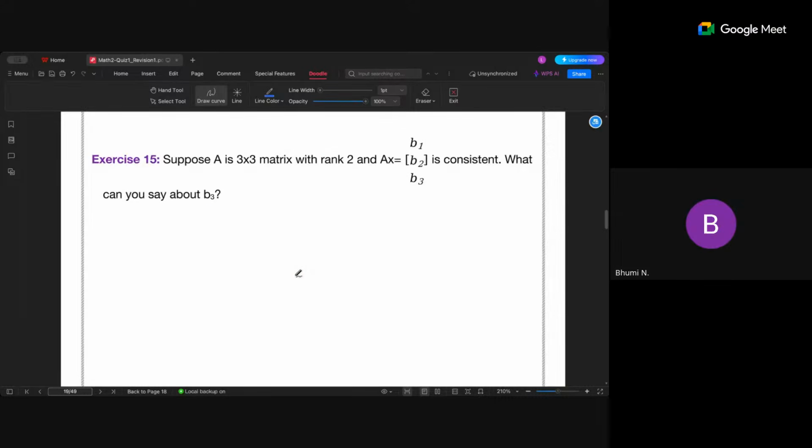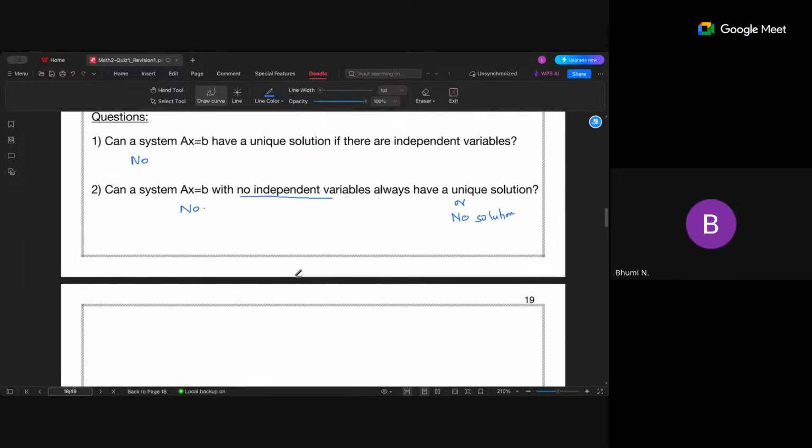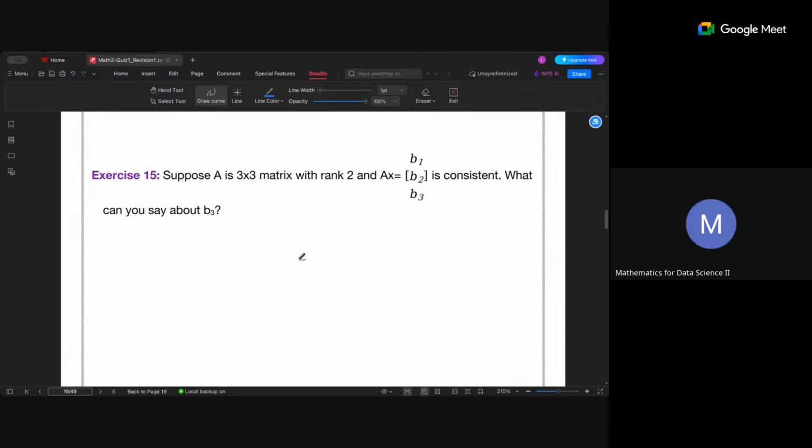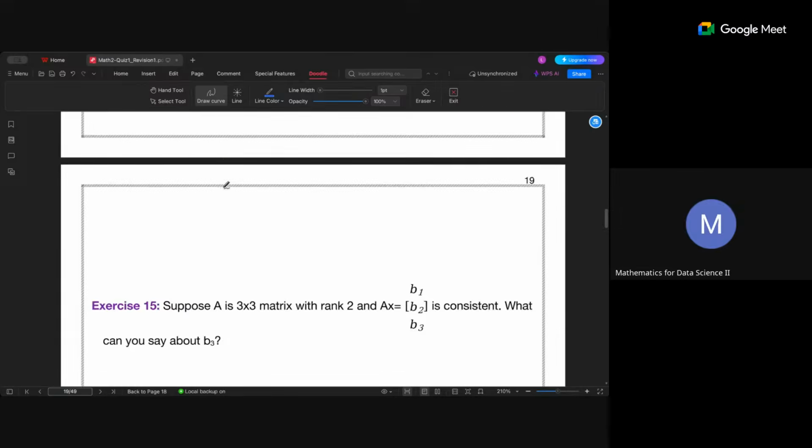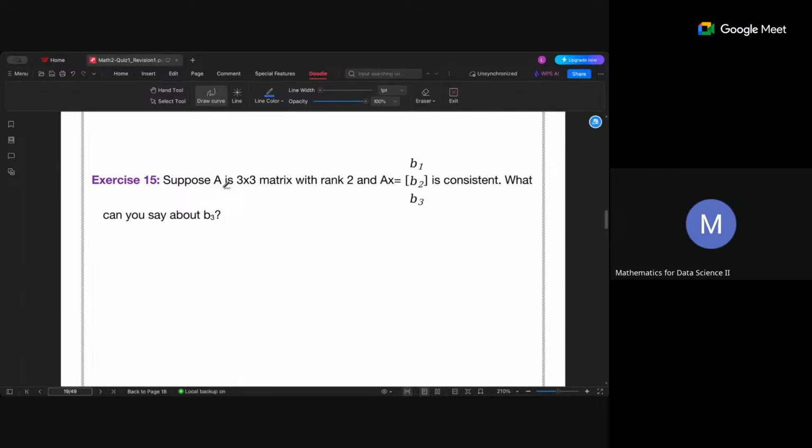Ma'am, can you please show any example of that? Let's not go to examples. We are running out of time. Let's complete what we have here. If you want examples, you can ask in the TA session tomorrow.